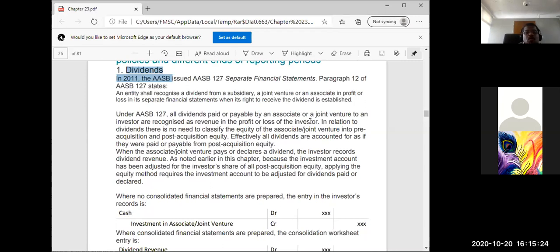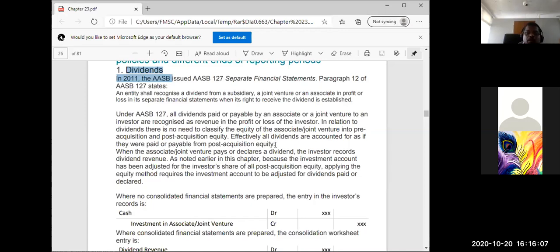You have to understand very clearly. All dividends paid and payable by an associate or joint venture to an investor are recognized as revenue in the profit and loss of the investor. In relation to the dividend, there is no need to classify the equity of the associate or joint venture into acquisition and post-acquisition equity. So, like consolidated financial statements, we don't divide the dividend into pre-acquisition dividend and post-acquisition dividend. We don't do that. Effectively, all dividends are accounted for as if they were paid or payable from the post-acquisition equity.